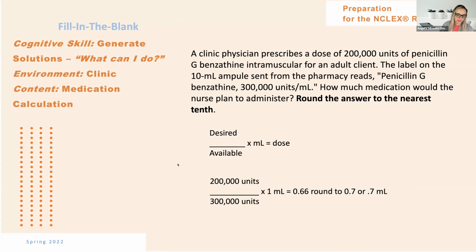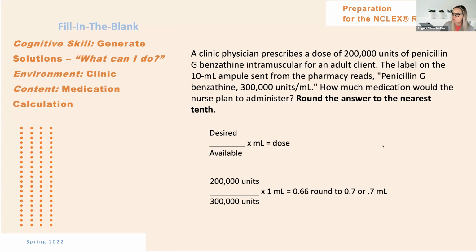Okay, so I will repeat all of that. This is the formula that I like to use, and I see your answers here in the chat, and that's good. You guys got this correct. So good job on that. So it's desired over available times the vehicle, which in this case is milliliters. And so if we have the prescribed dose of 200,000 units over what's available, which is 300,000 units in 1 ml, you can see how that's set up, and that's 0.66, and we round that to 0.7.